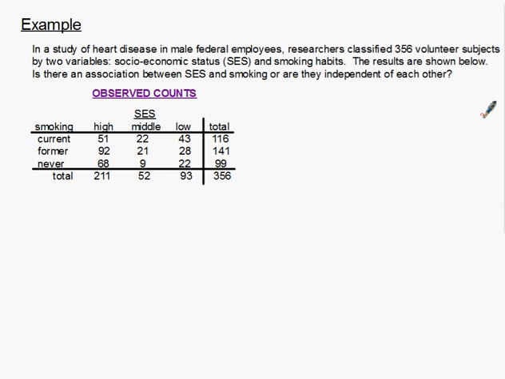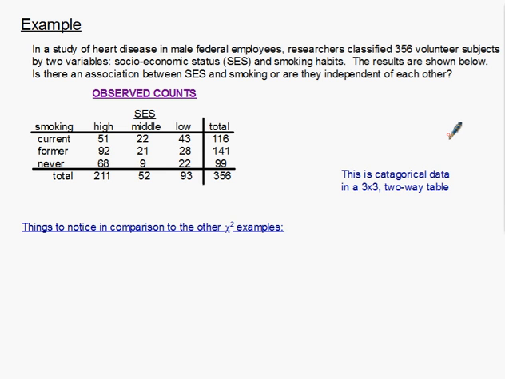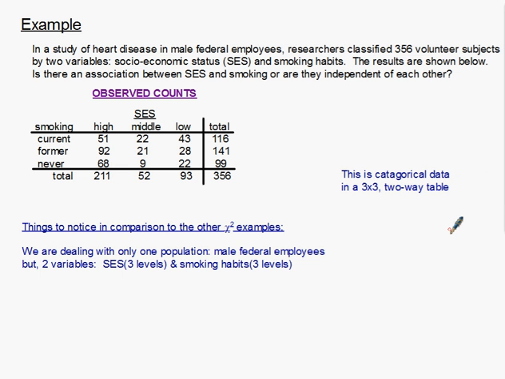So, start looking at the observed counts. These, of course, are our observed counts. Let's do a little comparison with the previous examples of chi-squared tests. This, of course, is still categorical data, kind of like the homogeneity of populations. It's a 3-by-3 table. Right. Now, we're dealing with one population, though, where in homogeneity of populations we were dealing with 3 in the last example.